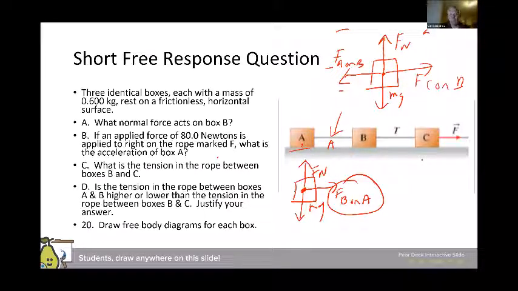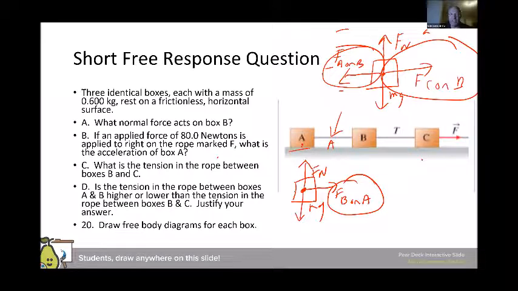I don't know that they would be this picky, but which one of those arrows ought to be longer? F of C on B or F of A on B? We know this thing's accelerating to the right, which I hope tells you that this arrow needs to be longer than that arrow. There's a net force acting to the right.